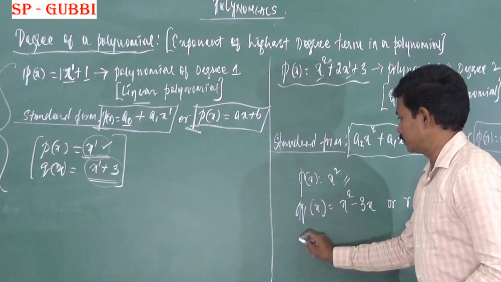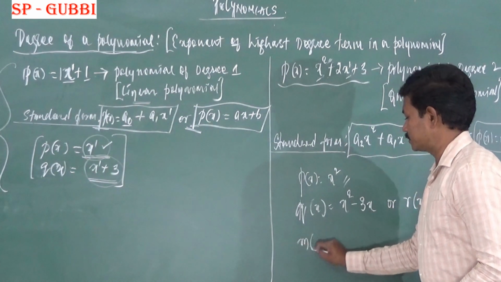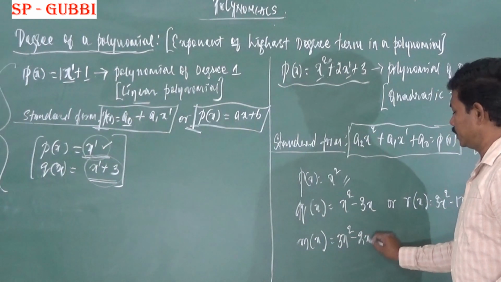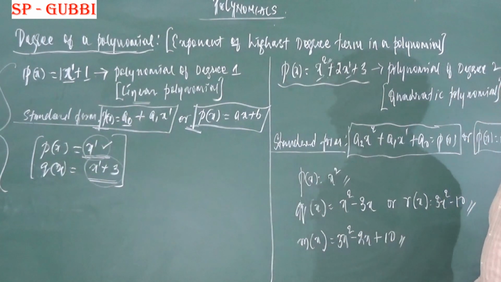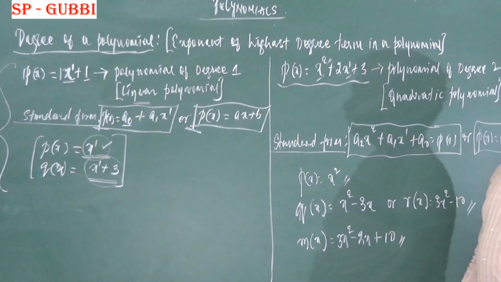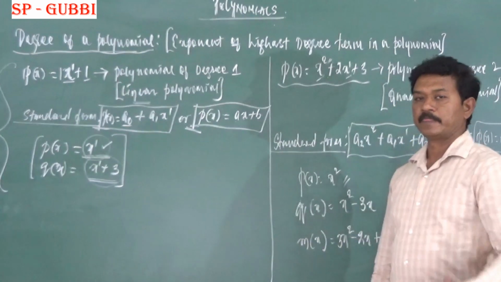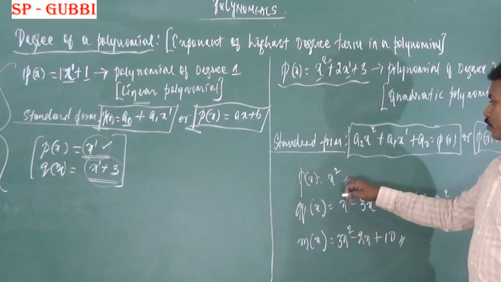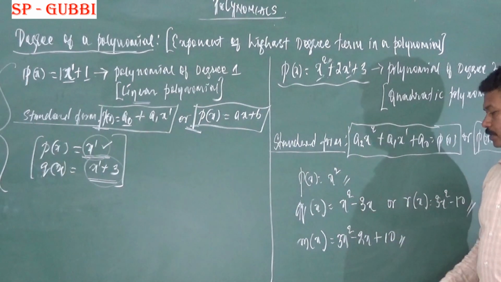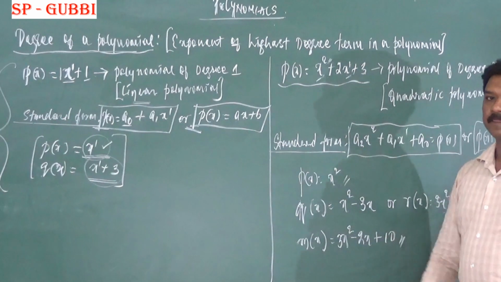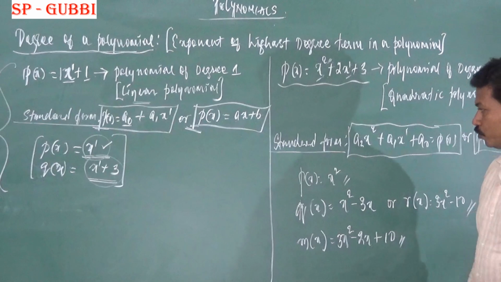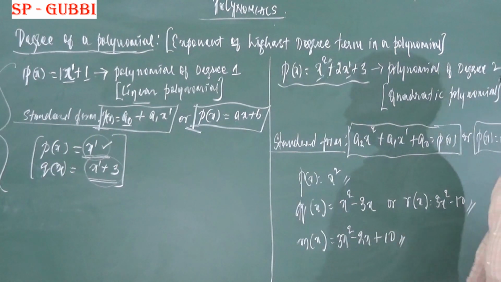Then we will go with another one. M of x is equal to 3x square minus 2x plus 10. So this is also an example. It's also a quadratic polynomial which is a trinomial. Don't keep it in your mind that only trinomials can form quadratic polynomials, nothing like that. A monomial can also be a quadratic polynomial, a binomial can also be a quadratic polynomial, and a trinomial will be a quadratic polynomial if the degree of the variable involved is exactly 2. So this is a quadratic polynomial, right?